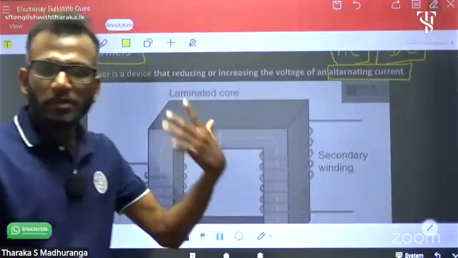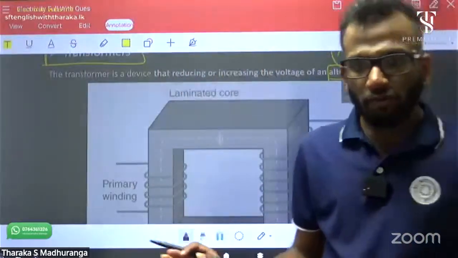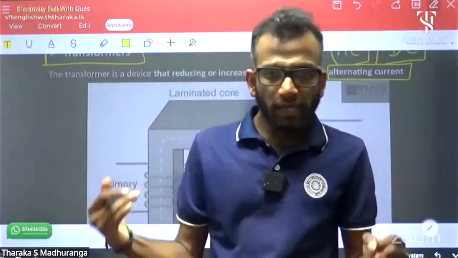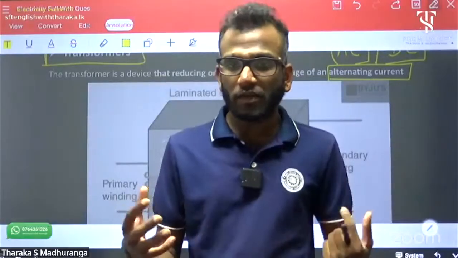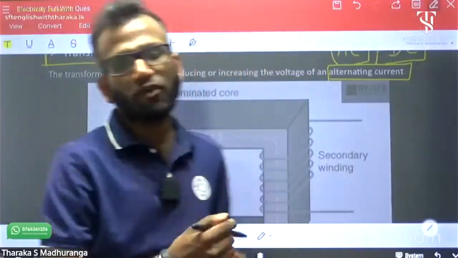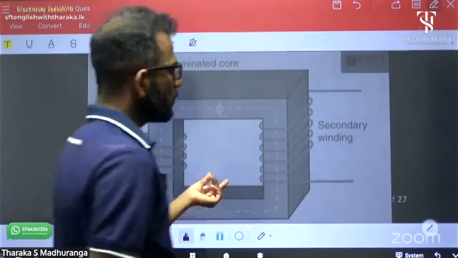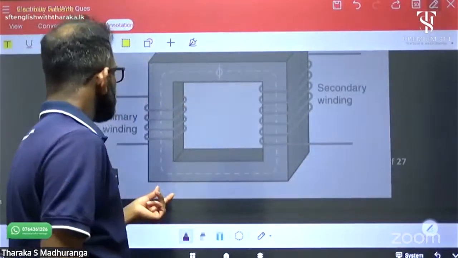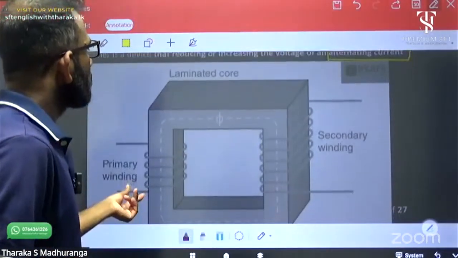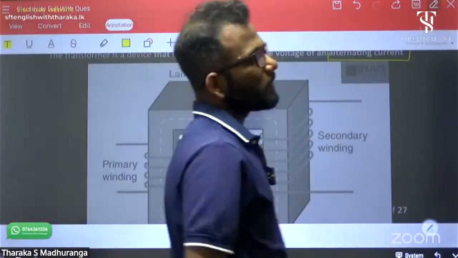Okay, what's the purpose, what's the function of the transformers? Reduce or increase the voltage of any alternating current. Increase or reduce or change the voltage of any alternating current. That's the purpose of transformers.